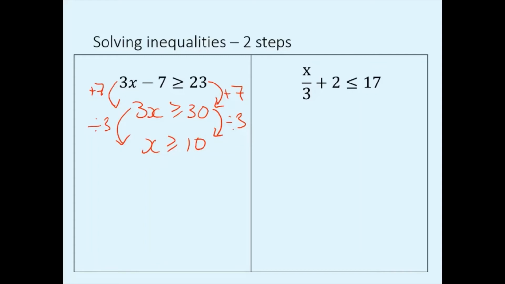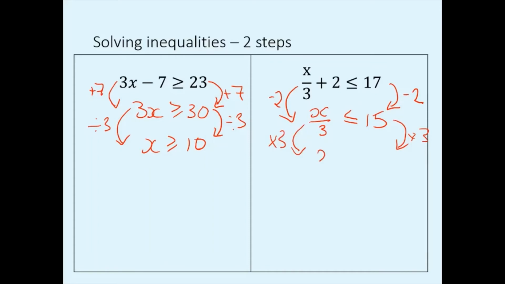On this second one, I'm going to start by getting rid of the plus 2. To get rid of plus 2, I'm going to take 2 away from both sides, to leave me with x over 3 is less than or equal to 15. Now, some people will see 15 and 3 and immediately want to divide. Please don't. You have x over 3, which means divided by 3, a third of x. So to get rid of x over 3, we are going to times by 3 on both sides, which will give me x is less than or equal to 45.